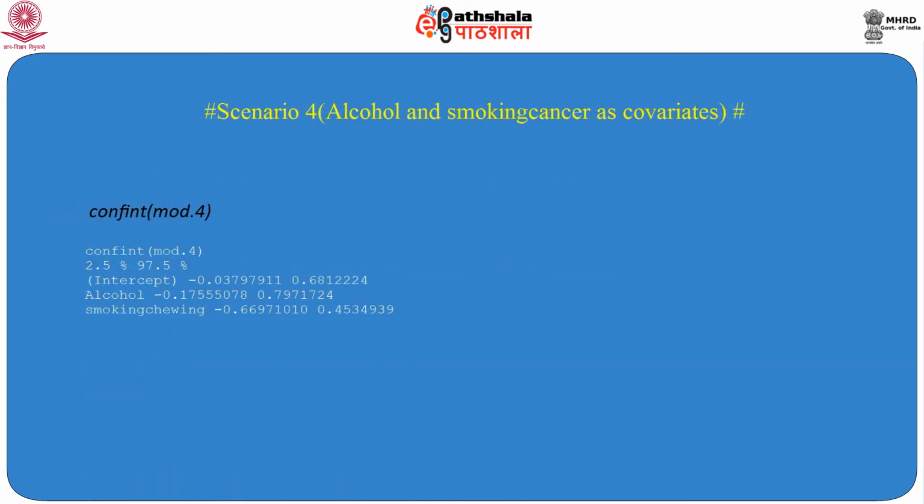Now we will go to scenario 4 for getting the confidence intervals of these estimates. Again confint of mod.4 gives us the intercept confidence interval, alcohol's regression coefficient confidence interval, and smoking and chewing's confidence interval. In all 3 cases they are the same, started from negative to positive. Since these confidence intervals touch the value of 0, obviously it can be stated that the regression coefficients are not significant and the data is not influencing towards cancer.